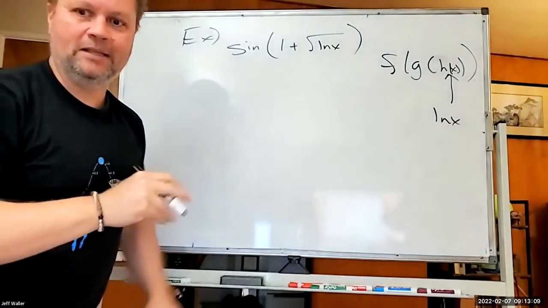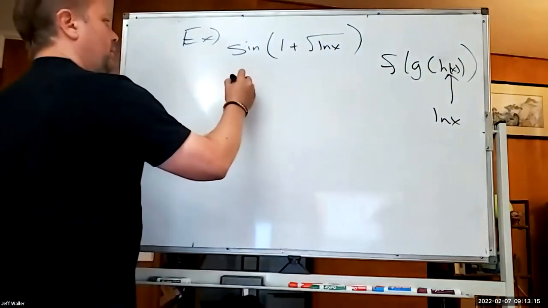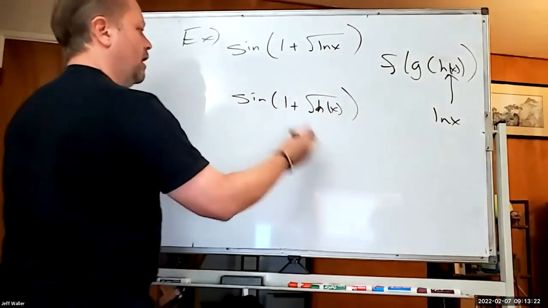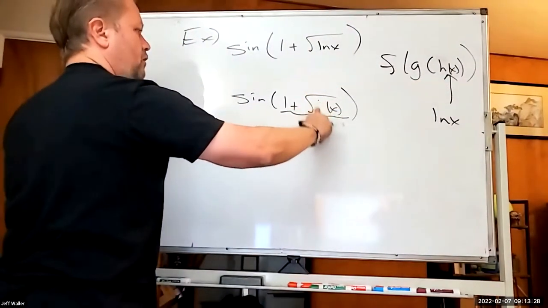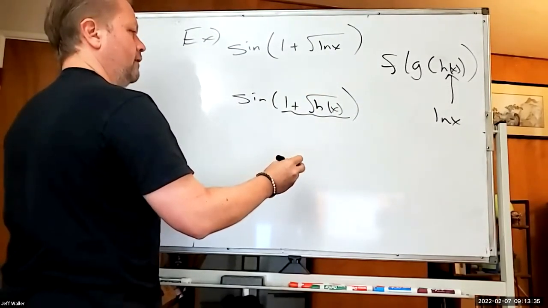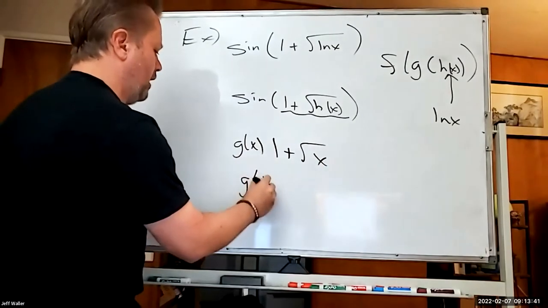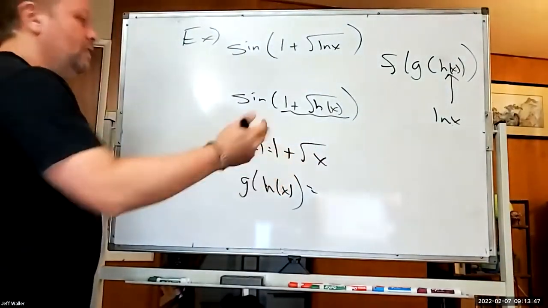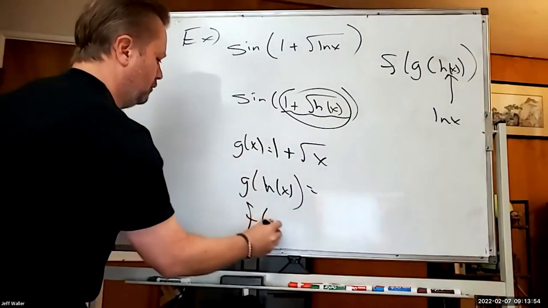Right? Now watch what I could do. The minute I figured out that is natural log of x, let me write this as sine of 1 plus square root of h of x. Now, what function did I throw h of x into? What's g? What function is h of x thrown into? One plus the square root of x. Yes. So this must be g of x, because then g of h of x would just be one plus square root of natural log of x. And then what's f? Because what is this thrown into? Sine of x. f would be sine.